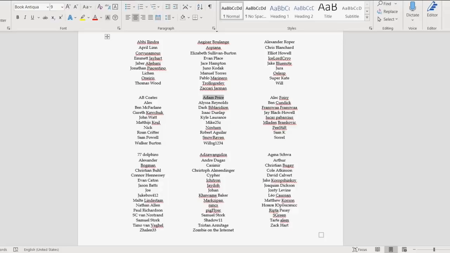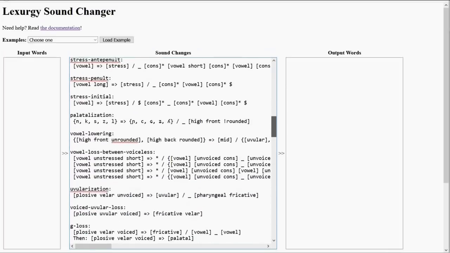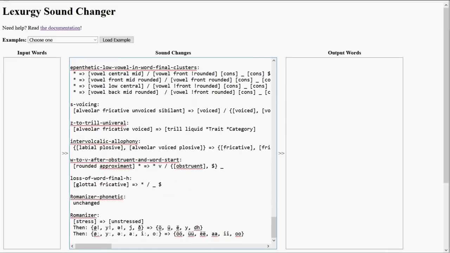But I was chatting with some of the patrons on Discord about this, and it was after a long back and forth with Adam Price that we were finally able to produce this. Behold, we have sound changers. So thanks to Adam's help, I will no longer have to do everything manually, which should speed things up significantly.